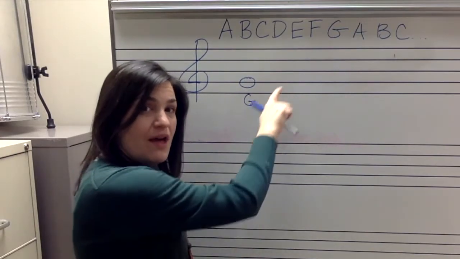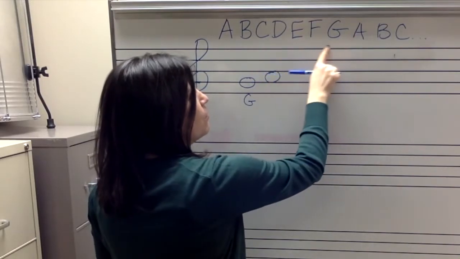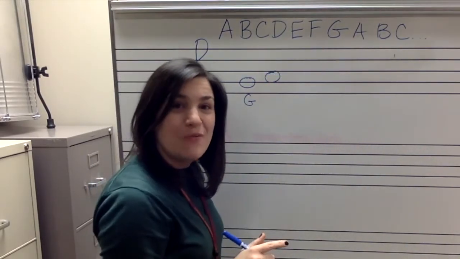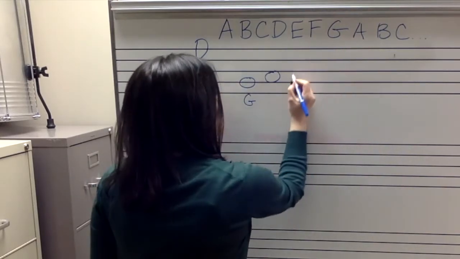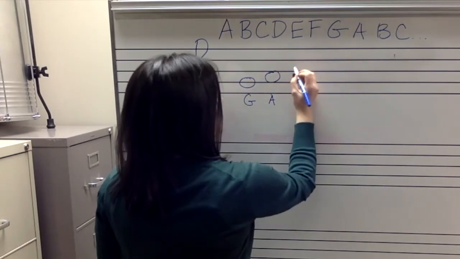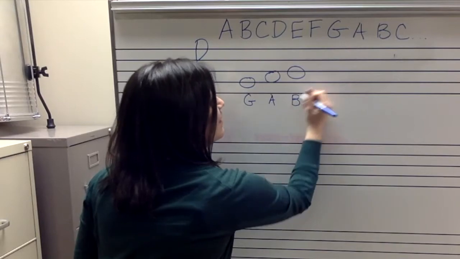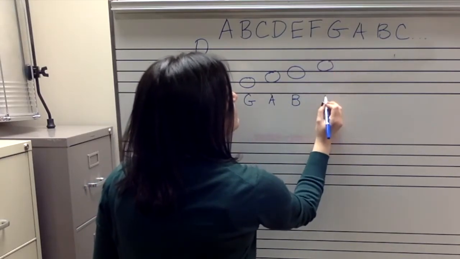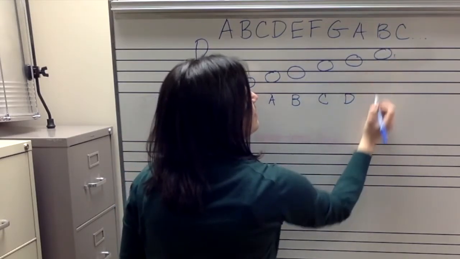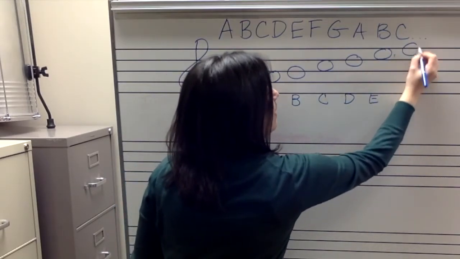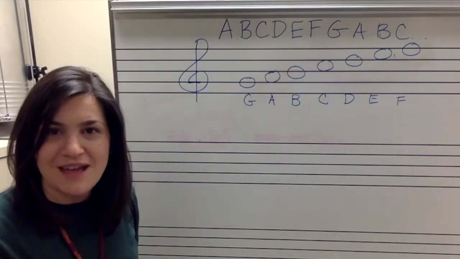If I keep going up on my staff and get higher and higher, I'm going forward through my music alphabet. So let's see, what's the next note going to be? What comes after G? It's A. Remember, it's not H. It's A. What comes after A? B. This note would be C, D, E, F. We could keep going through the music alphabet.